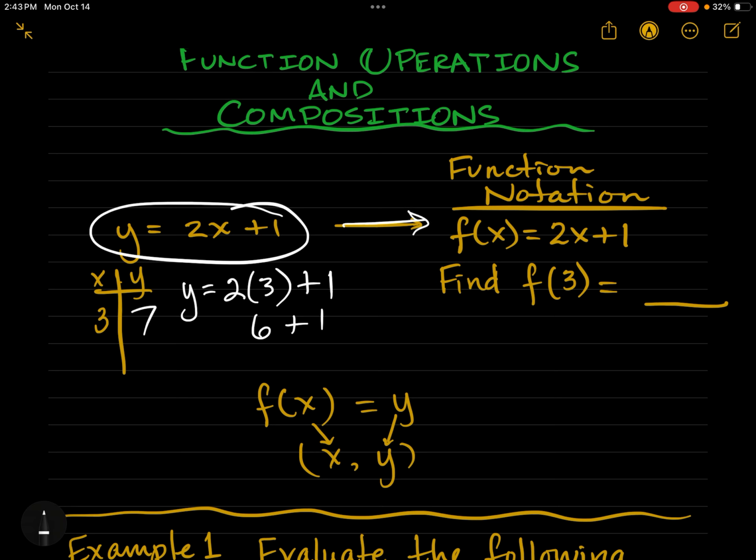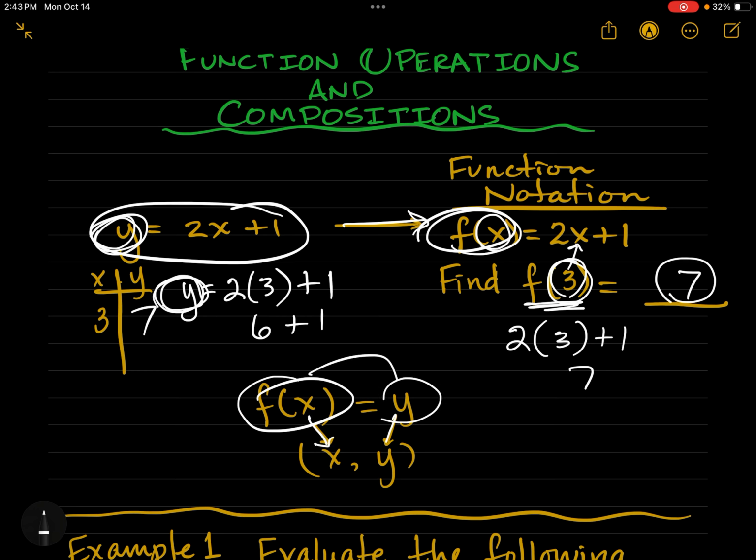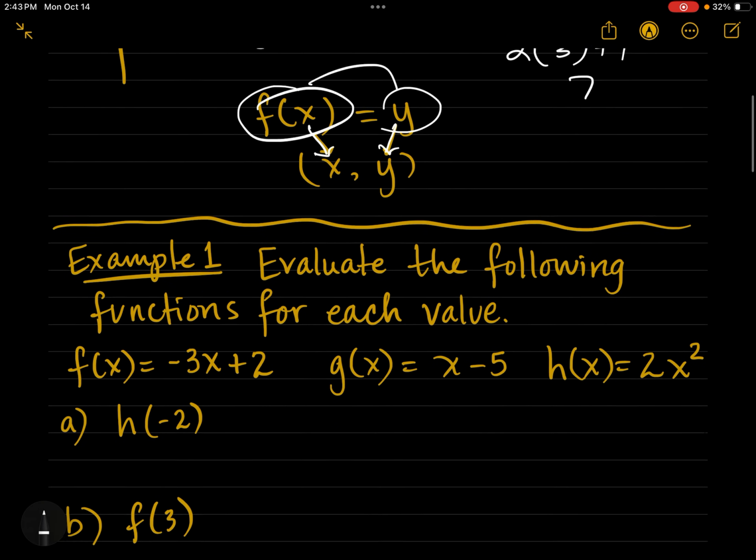Well, this is a different way of writing it, where we just ask what is f of 3. It's saying the same thing. Instead of x, we're going to replace the x with a 3. This is just a different way of looking at it. The answer is still 7. So notice this is x and now this is y. Or you can look here where y was, we now put f of x. So these are equivalent, and the ordered pair that results is x, y.